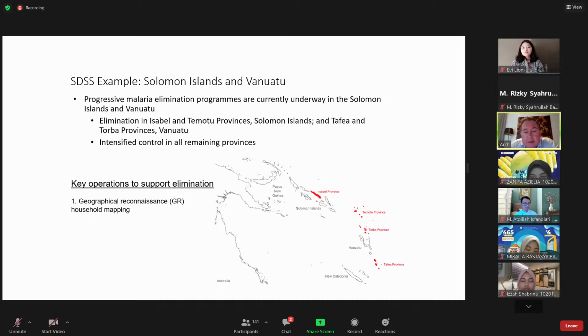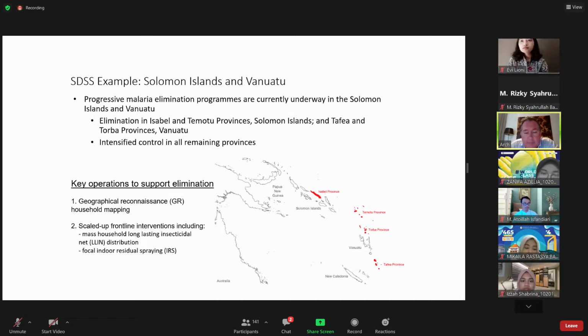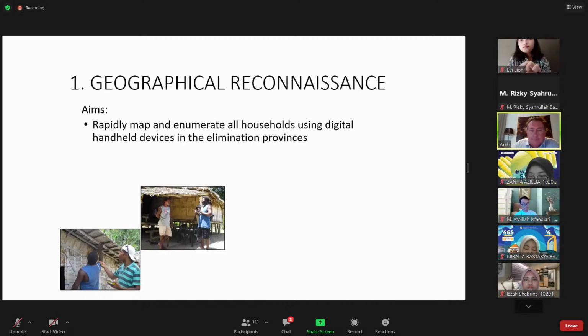There are a number of key operations that they needed to undertake in order to support elimination. So one was geographical reconnaissance, which is basically household mapping and enumeration of the population. There was scaling up of frontline interventions, including bed nets and indoor residual spraying. And they also needed a high resolution surveillance and response system to identify cases when they emerged, do reactive case detection, and really stamp out transmission. So to accommodate those 3 operational requirements, we developed a spatial decision support system that had 3 different modules.